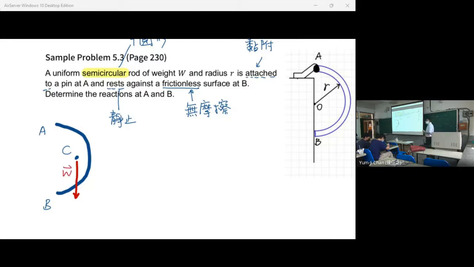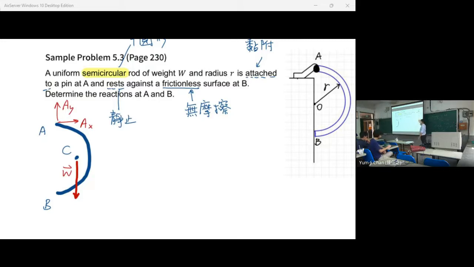How about at B? I'm sorry. Let's go from A. A is a pin joint, right? So it cannot move to the left and to the right, so it has an Ax. It cannot move up and down, so it has an Ay. But we will simplify later. So let me draw it here. In examination, if you are not sure what to do, draw your free body diagram first.